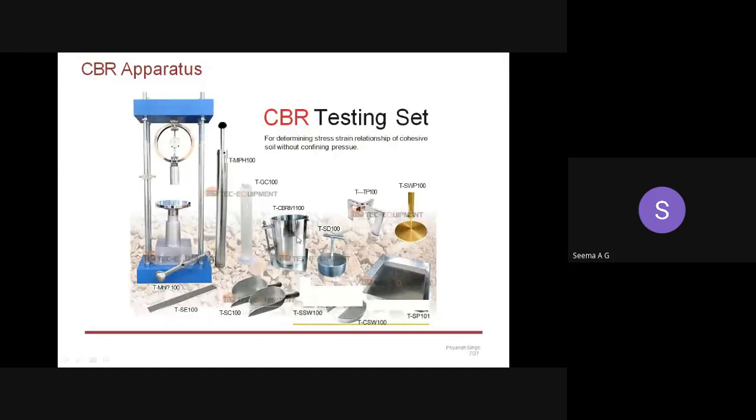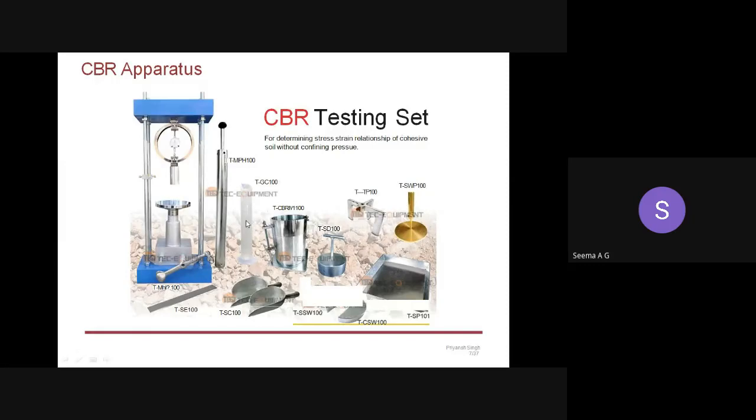Then for the preparation of soil specimen, you need one spacer disc. First, you are placing the spacer disc at the bottommost portion of the cylindrical mold. So this one you can see, TST100, that is the spacer disc which is placed at the bottommost portion, which is below the soil sample. So spacer disc is placed first, then a filter paper is placed, then the soil sample is placed. So spacer disc is another equipment.